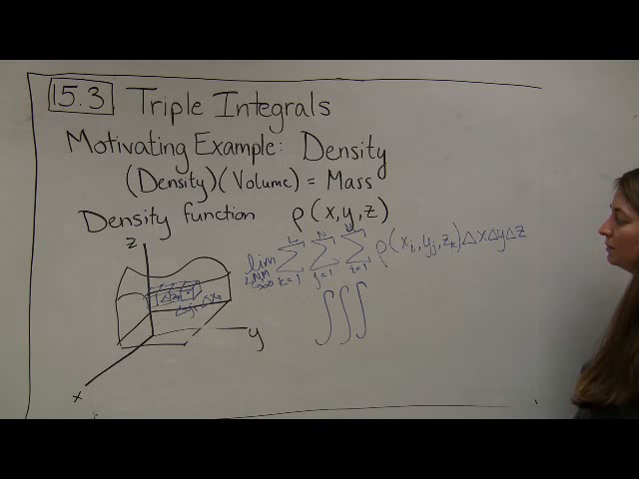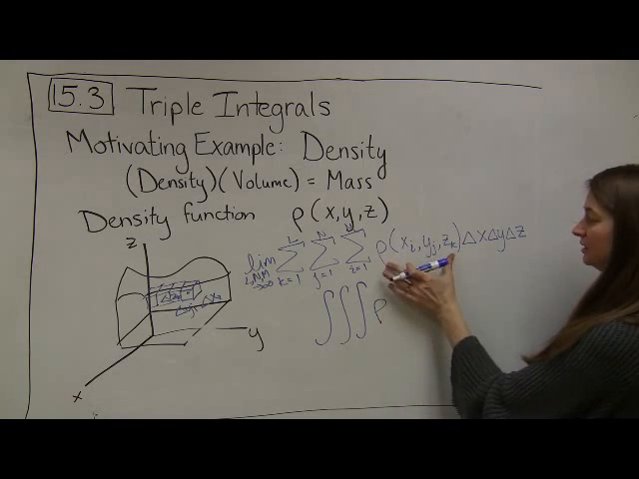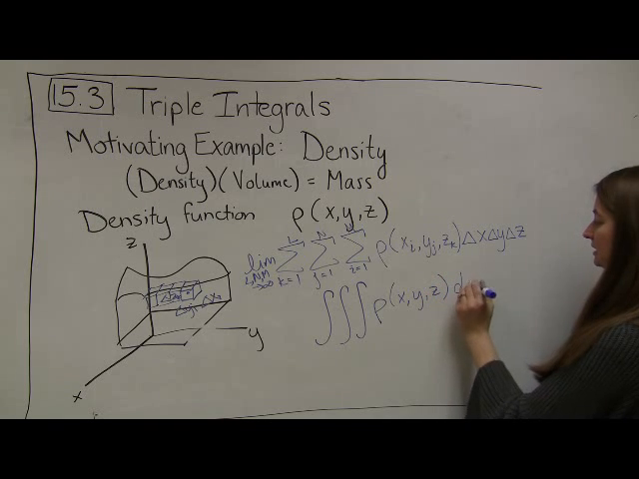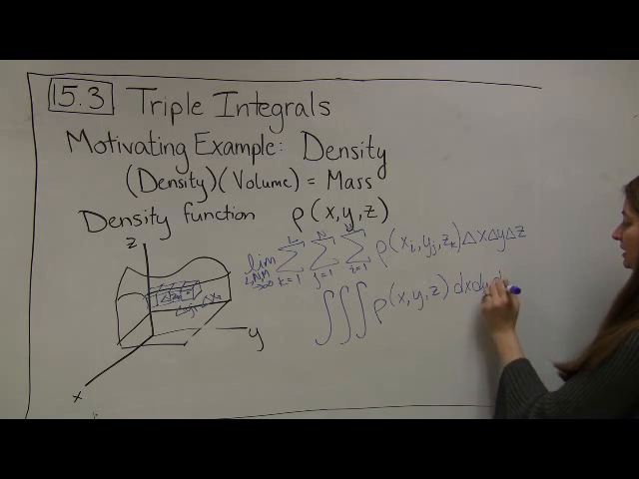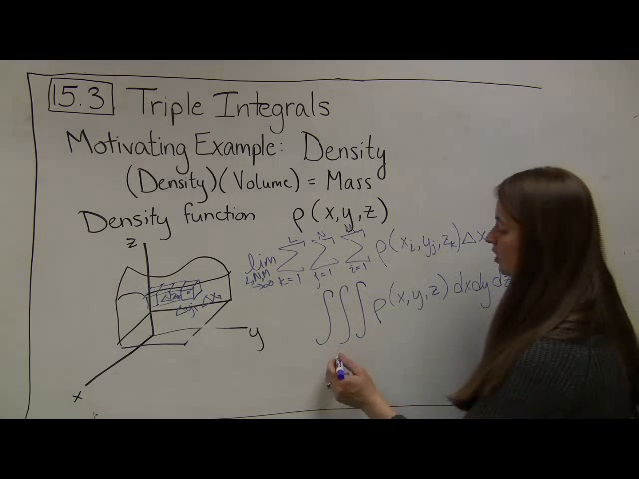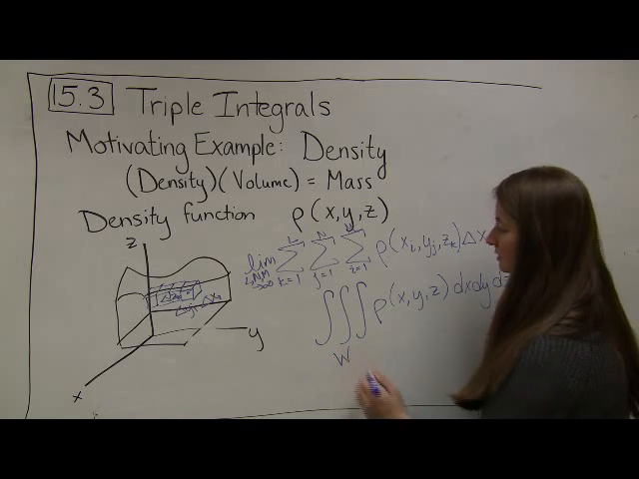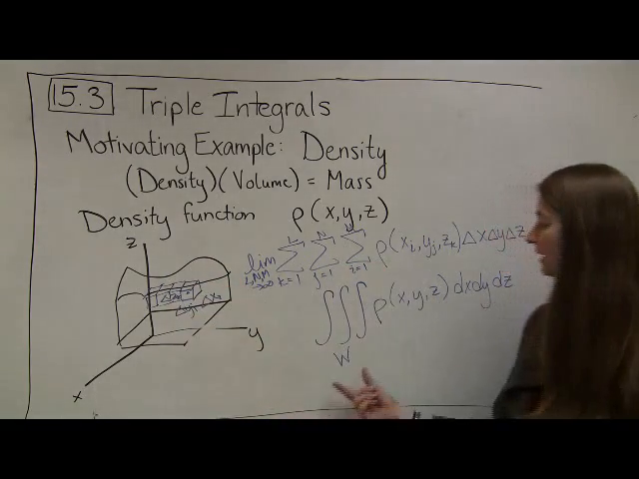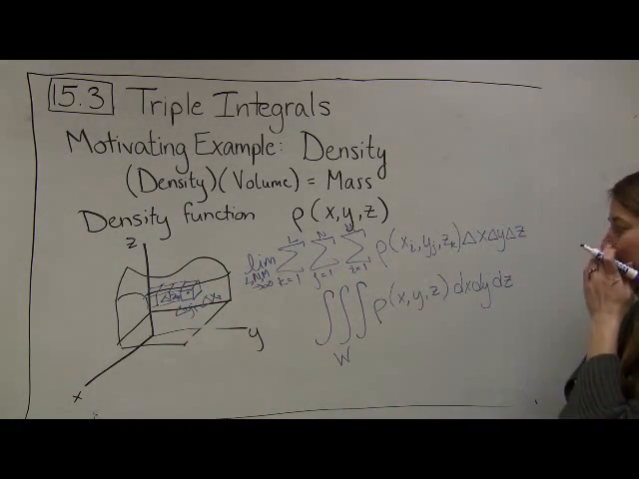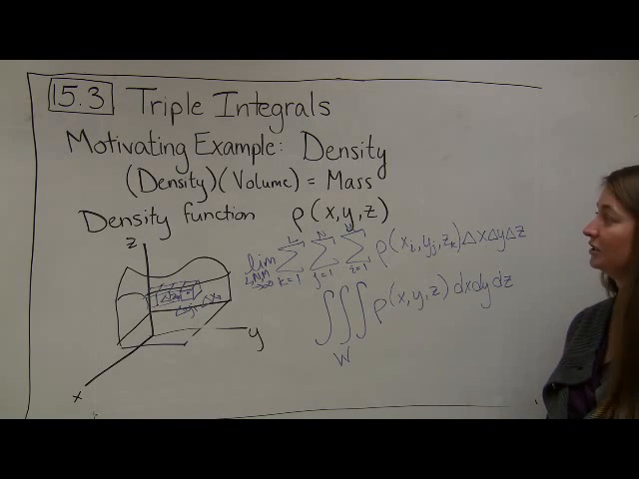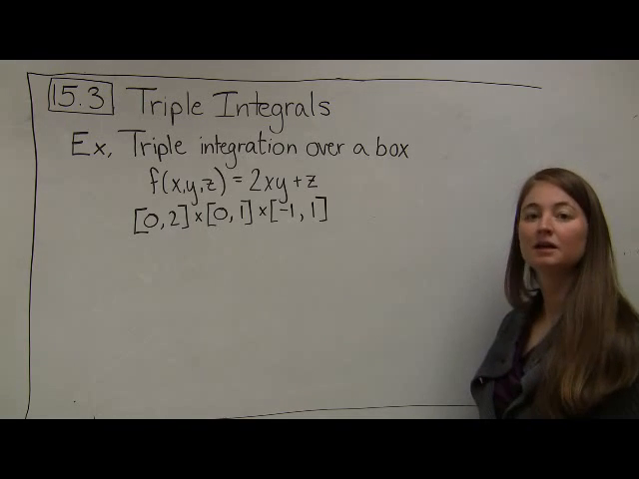This becomes the triple integral of my density function, f of x, y, z, dx dy dz. And this integral is taking place over my volume W. In this case, we set it up so that our volume had variable bounds, and I'm just going to call the volume W. That's what three-dimensional integration looks like. Let's go ahead and compute this with a problem.